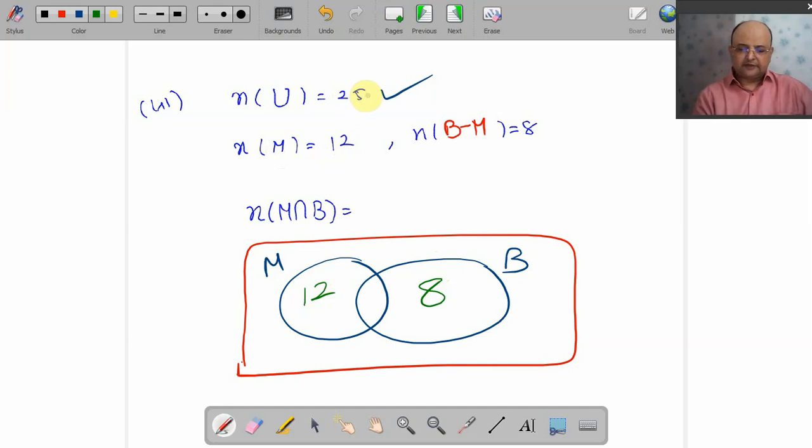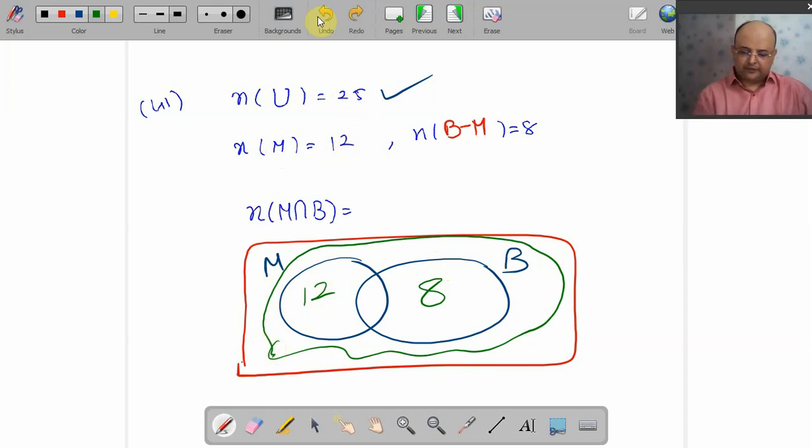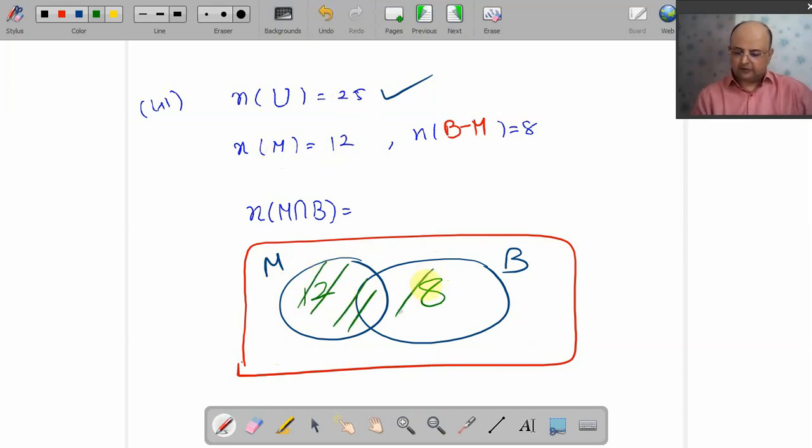Every student studies either mathematics or biology. How many students are total? 25. There will be nothing outside, because every student has to fall in the class of maths or in the class of biology. So what should I say? 8 students study only biology. This is 12. Am I right, dears? This is 12 total. So how many students are in M intersection B? I can't say yet how many students, because this is total 12.